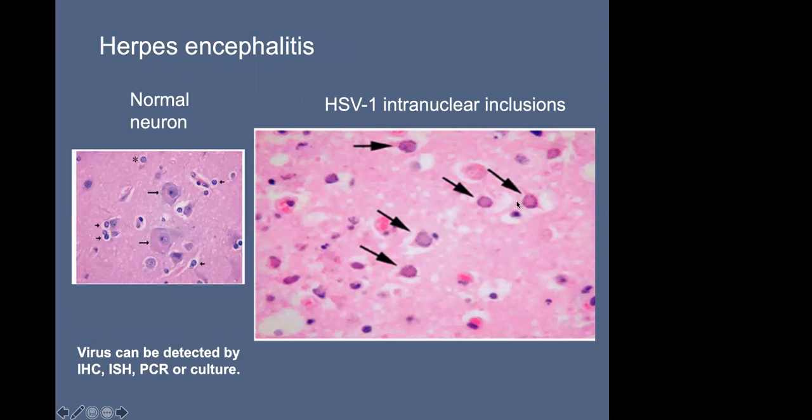So here is how the Cowdry inclusions look. You can see the neurons are kind of shrunken now, smaller, and their nuclei are expanded with very smudgy eosinophilic inclusions. If this is a normal neuron on the left-hand frame, the cytoplasm is basophilic, but in the shrunken neuron, you can hardly see any cytoplasm, and the basophilic nucleus has become very eosinophilic with the viral inclusions.